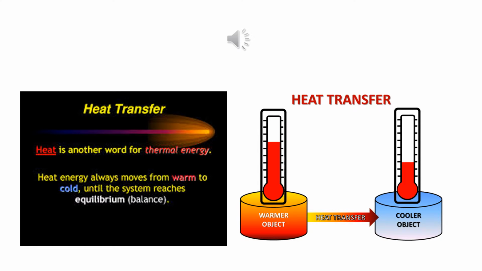Heat is a form of energy. It is caused by the movements of the atoms and molecules in a substance. Heat transfer occurs when the atoms and molecules collide. When the molecules collide, some of the energy from the faster-moving molecule is transferred to the slower-moving molecule. Heat transfer only occurs from warm to cold.